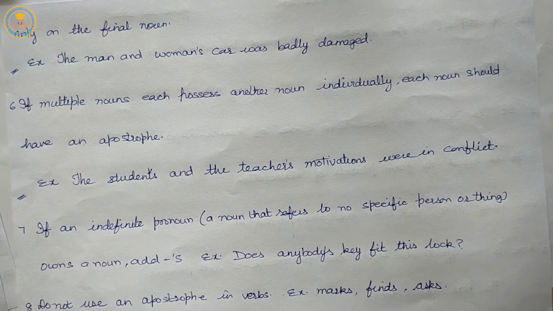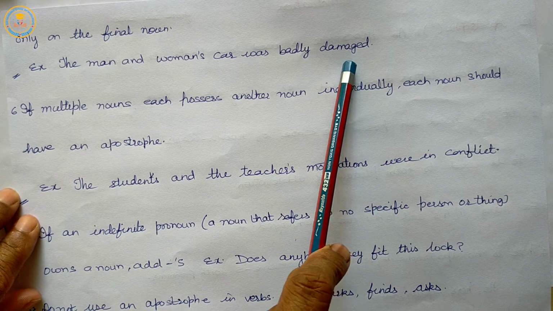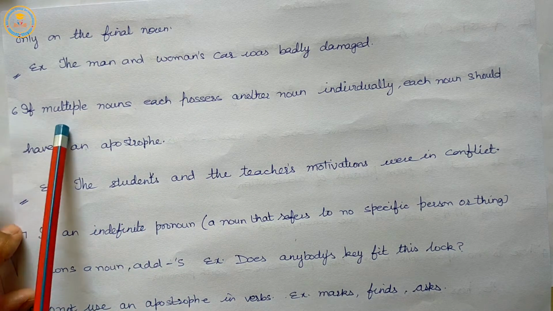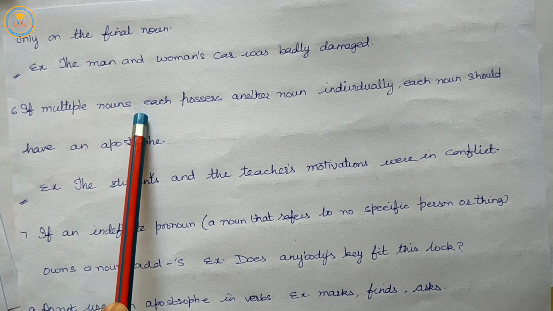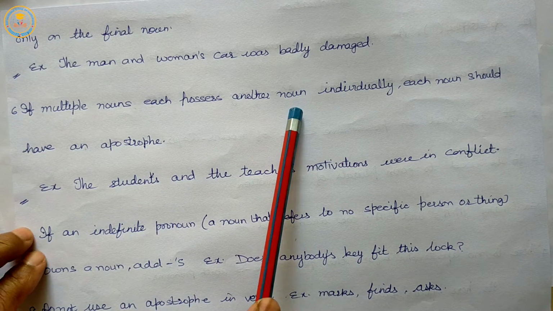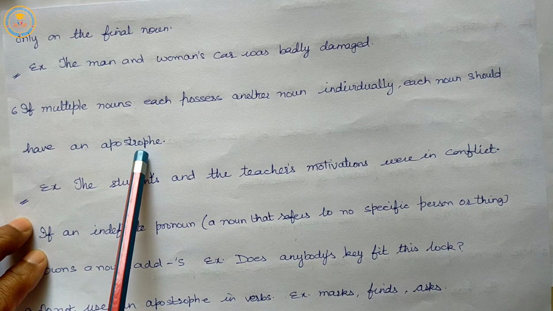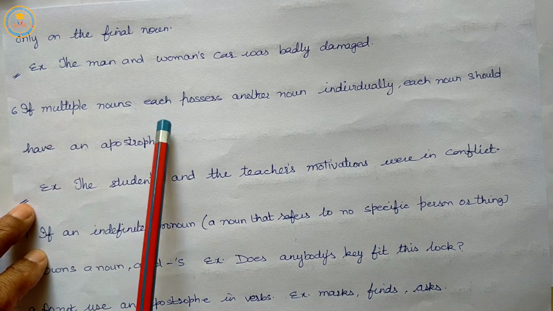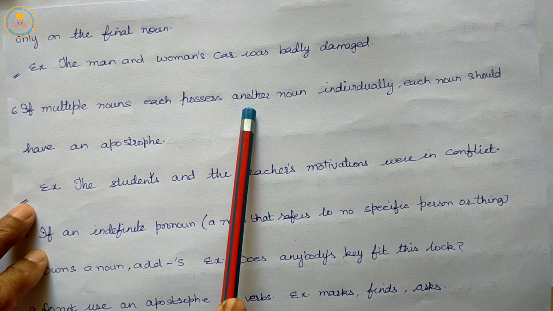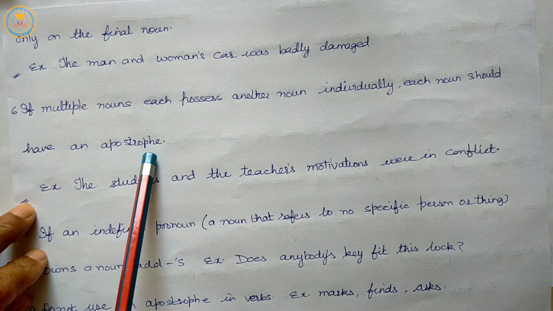Example, the man and woman's car was badly damaged. It means the car belongs to both man and woman. If multiple nouns each possess another noun individually, each noun should have an apostrophe.